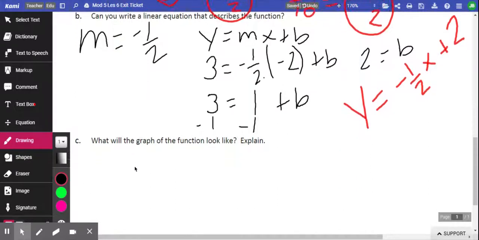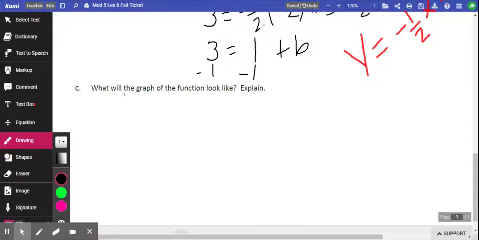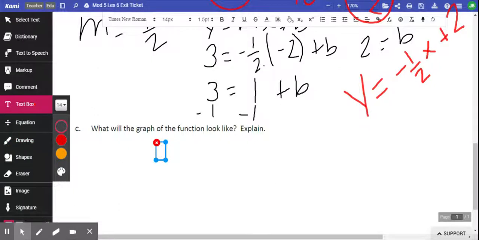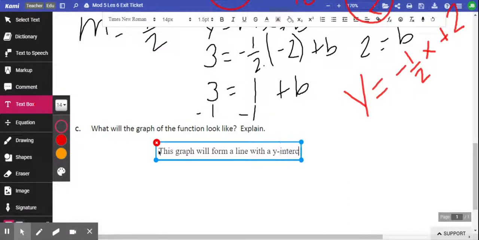If you have any questions on that, please make sure you're emailing me and asking. All right, so we know that our equation is y equals negative 1/2 x plus 2. So C says, what will the graph of the function look like? Well, we know it's linear, so that means it's going to be a line. This graph will form a line with a y-intercept of 2 and a slope of negative 1/2.